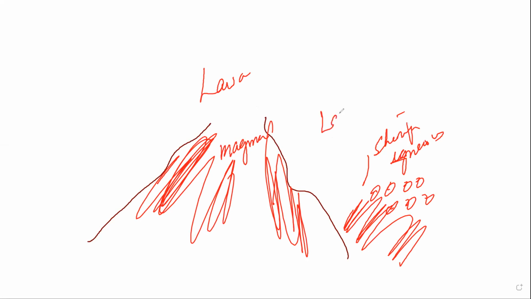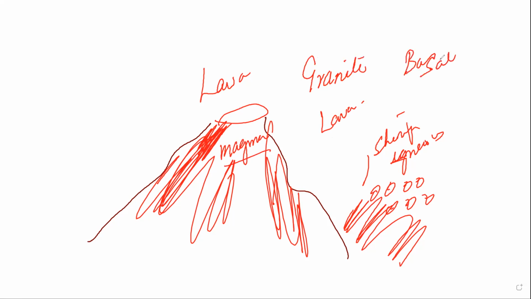The lava becomes extrusive and the magma becomes intrusive. Even these all cool because of the air entering inside at the top. And this is how igneous rocks are formed. So the best examples are granite and basalt. These all are igneous rocks.